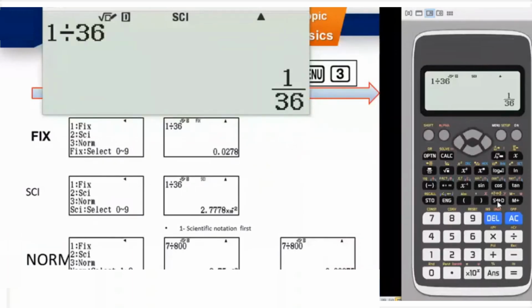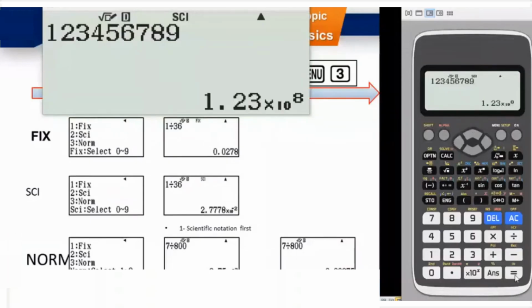Because I instructed that my answer has to be correct to 3 significant figures. So 3 significant figures are 2.78 into 10 power minus 2, because it is giving the answer in standard form. If, let's say, I have 1, 2, 3, 4, 5, 6, 7, 8, 9 and I wish to write it in scientific notation, I'll press equals to, it is 1.23 into 10 power 8.